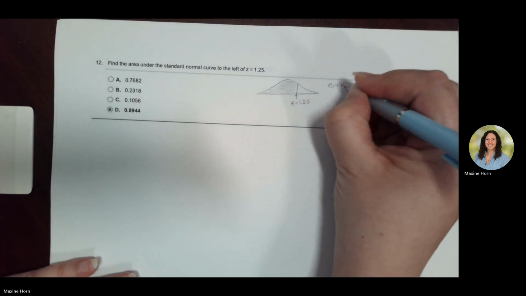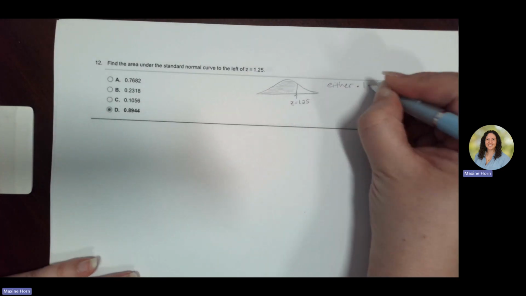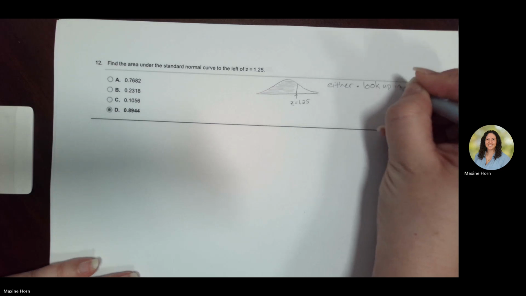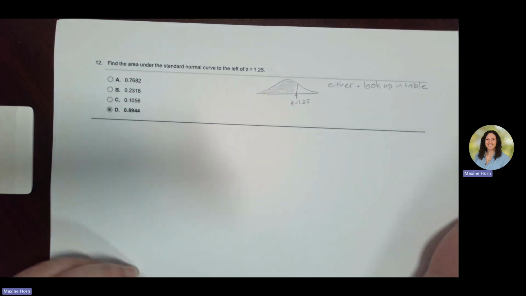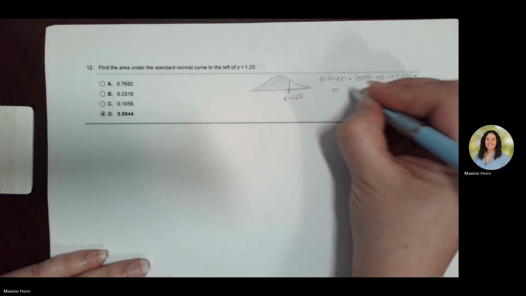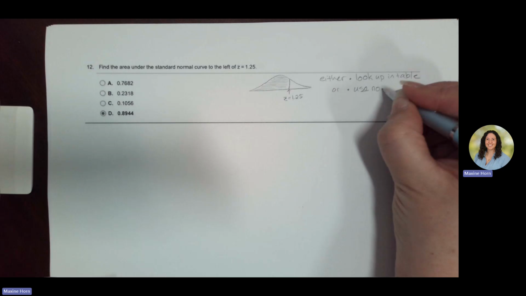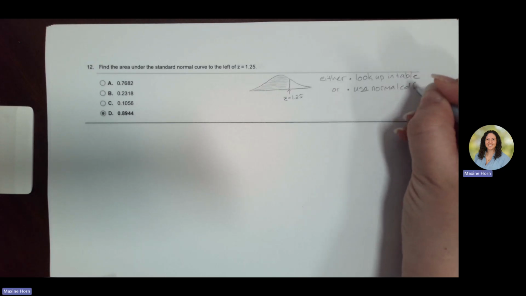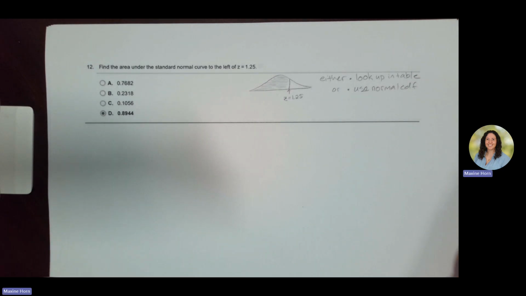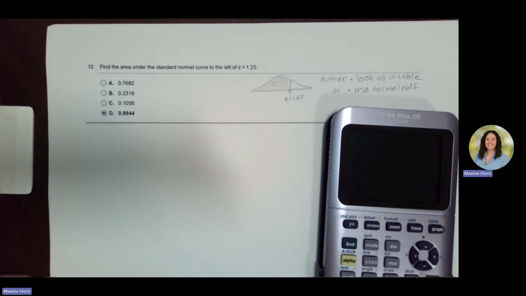Okay, or we could do this in the calculator. So if we want the area, either look up in the table, and they might provide you with a table, or use the normal CDF. So let's take a look at what that looks like.